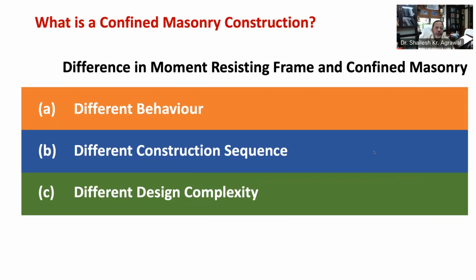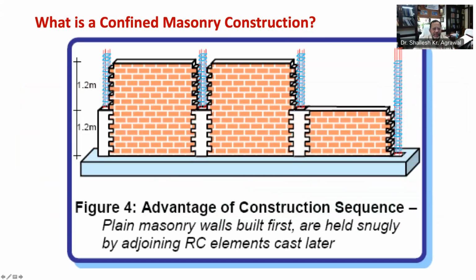For design of low-rise confined masonry houses, a prescriptive approach may be adequate, but for RCC frame construction, an engineering design approach is required. Therefore, we can say that design efforts may be considerably smaller for confined masonry houses than for RCC framed houses. Now, let's look at figure 4.